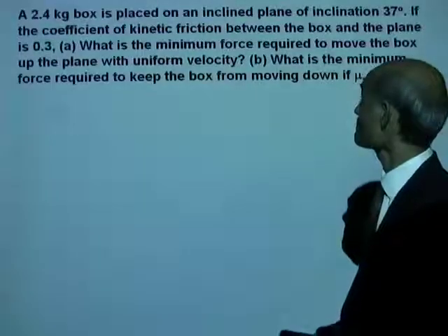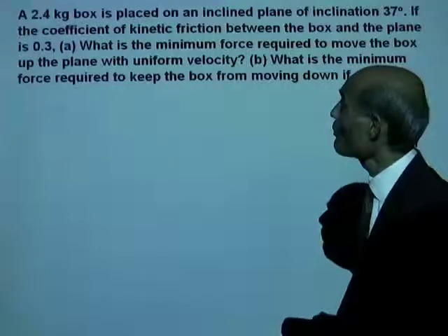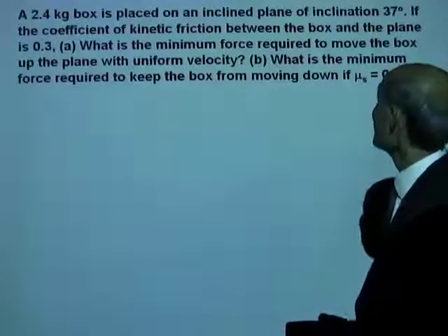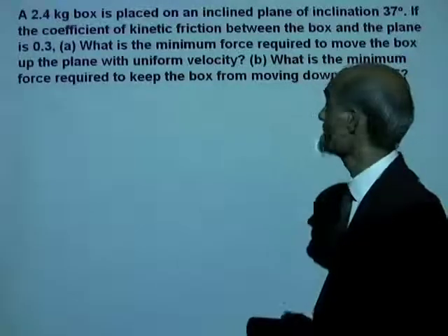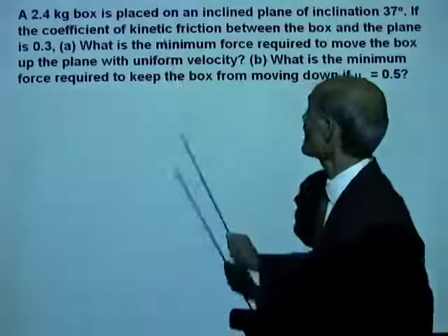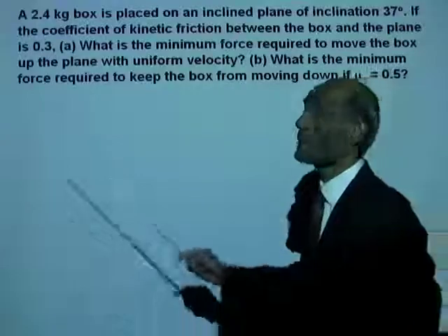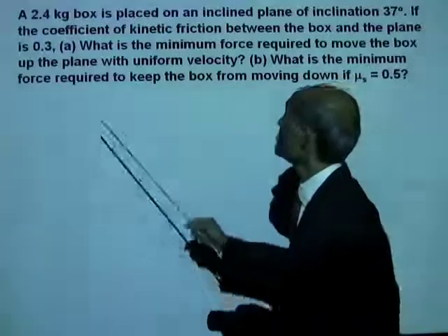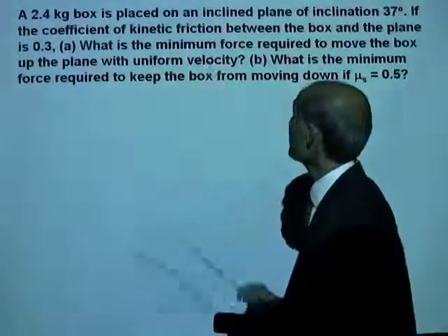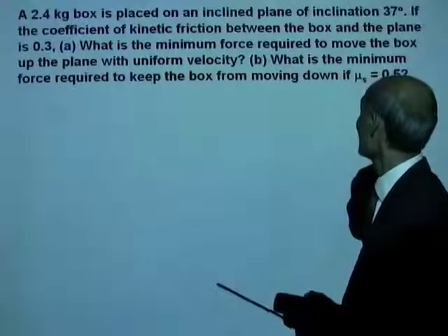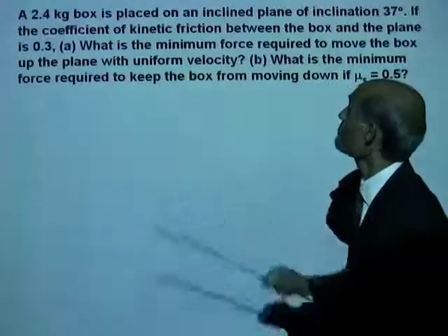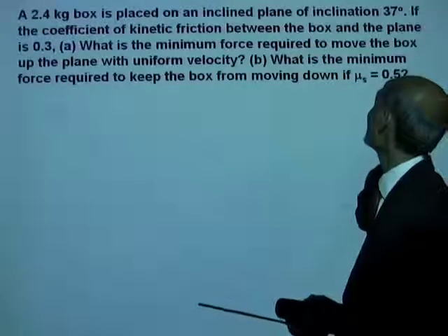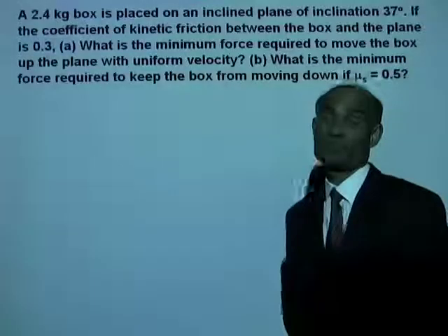Okay, another problem. A 2.4 kilogram box is placed on an inclined plane of inclination 37 degrees. If the coefficient of kinetic friction between the box and the plane is 0.3, what is the minimum force required to move the box up the plane with a uniform velocity? And what is the minimum force required to keep the box from moving down if mu s equals 0.5?